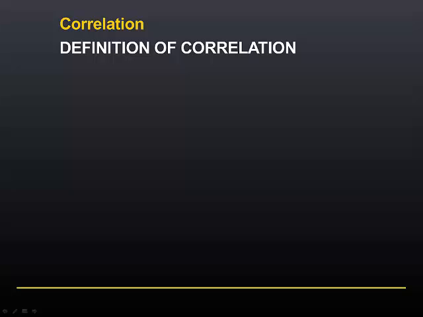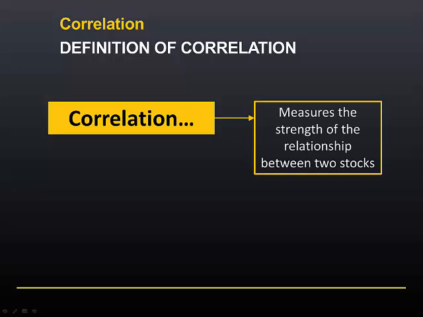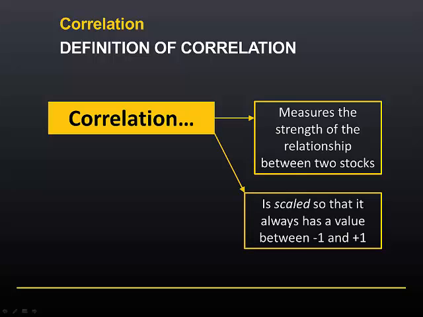The reason the risk of a portfolio is less than the average of the risk of the shares in a portfolio is something called correlation, which will be the focus of this module. Correlation measures the strength of the relationship between any two stocks. It is scaled so that it always has a value between -1 and +1.